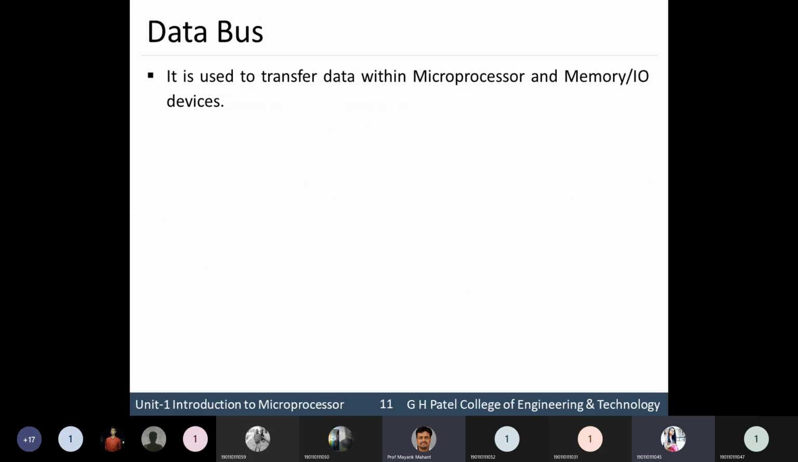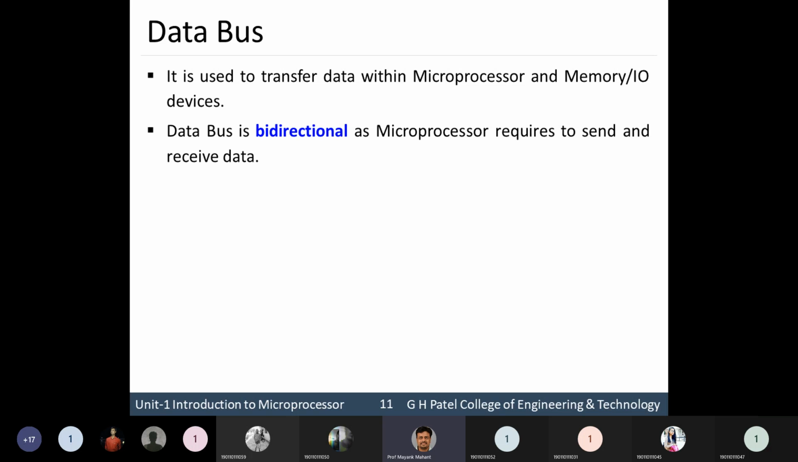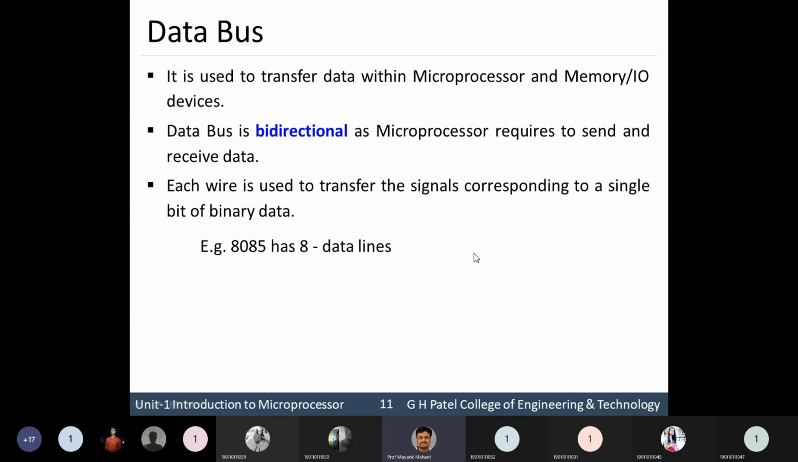Yes, sir. Then the other is a data bus. It is used to transfer the data between your microprocessor and the memory and IO section. These data buses are bidirectional. Address buses are unidirectional, but data buses are bidirectional because it is required to send and receive the data.